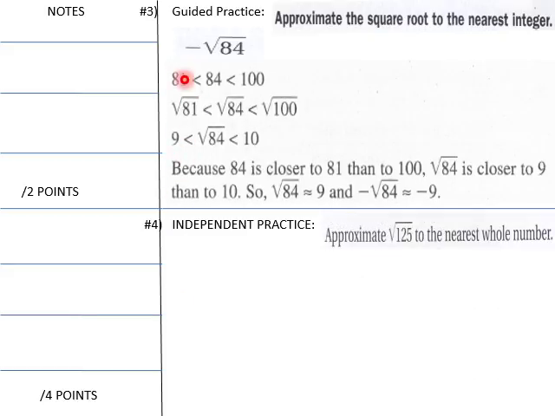So for up here, 81 is less than 84 is less than 100. So it's between 9 and 10. The square root of 84 is between 9 and 10. So it's approximately 9 here. And the negative square root of 84 is approximately negative 9. Here, students, do that on your own.